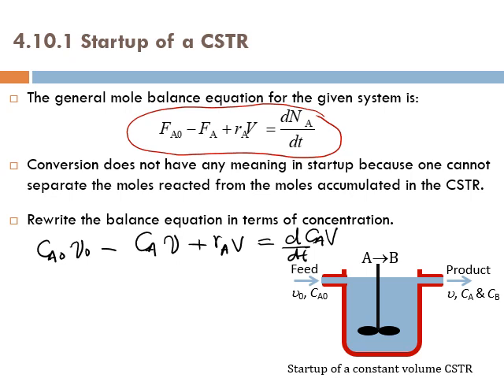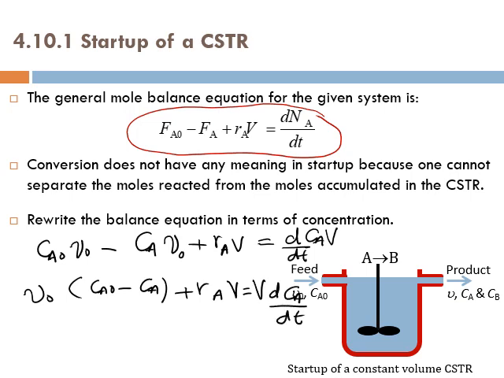Okay, so let's see. Here we said assume constant volumetric flow rate. So epsilon equals epsilon naught, and we can take epsilon naught as a common factor, and then we'll have CA naught minus CA plus RA times V, and here V, being constant, goes outside the derivative, dCA by dt, correct? And then we can divide by V.